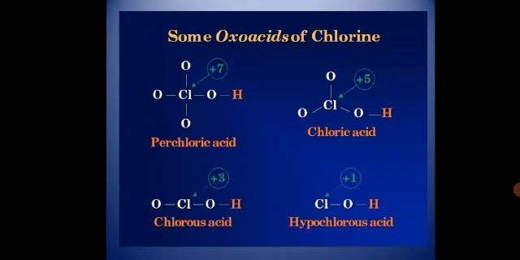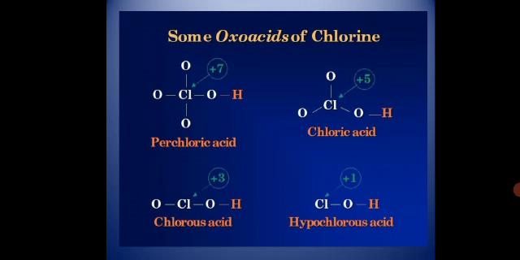So perbromates are the strongest oxidizing agents among all the perhalates. This is because the Br-O bond present in BrO4 minus is much weaker as compared to the Cl-O and I-O bonds present in perchlorates and periodates respectively.